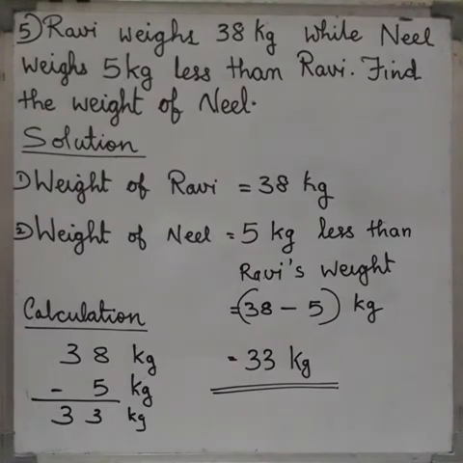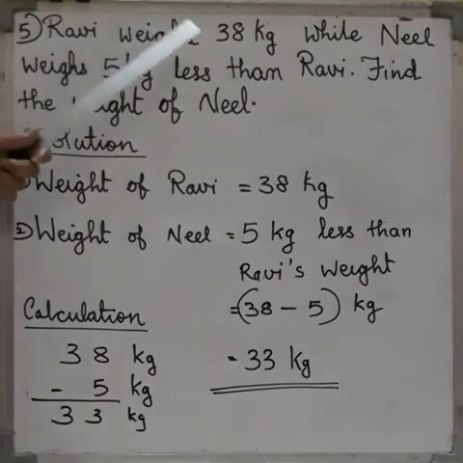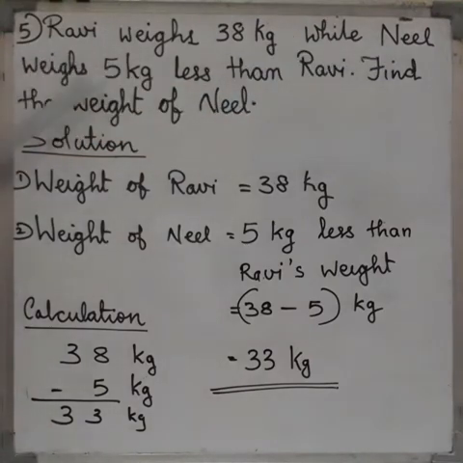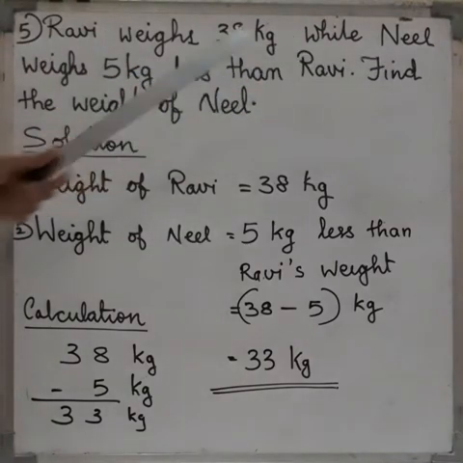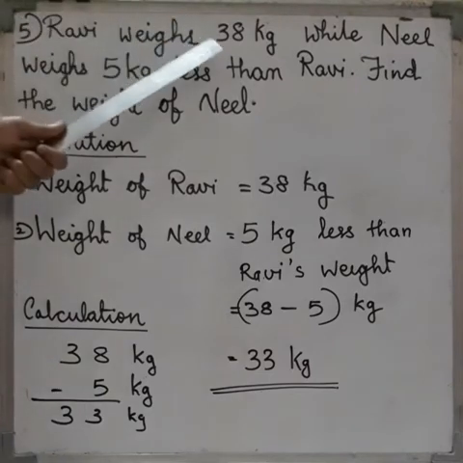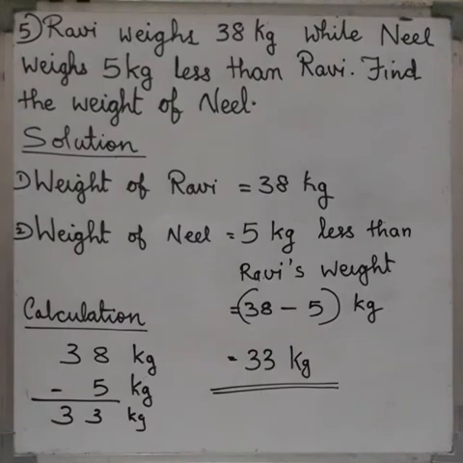The question is, Ravi weighs 38 kilogram while Neil weighs 5 kilogram less than Ravi. Find the weight of Neil. Here, weight of 2 boys are given. Ravi, his weight is 38 kilogram, and another boy, Neil, whose weight is less than Ravi's weight. That is 5 kg less than Ravi's weight.